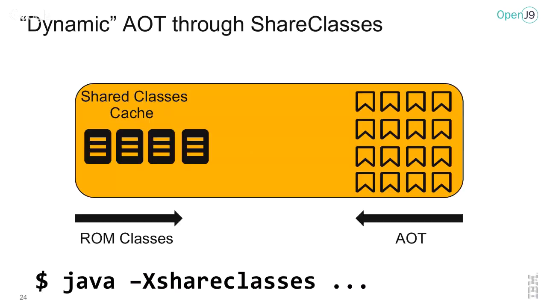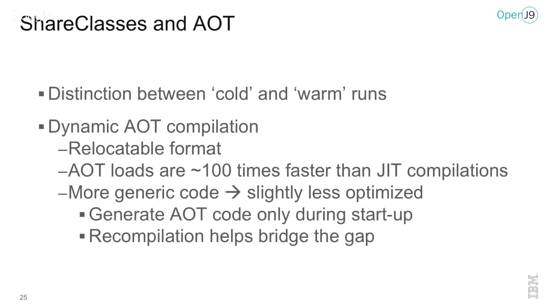But this really does bring in a distinction between two types of runs: those that are cold, so the first runs that generate the AOT code, and the warm runs, or the ones that benefit from the AOT code that has been generated already.